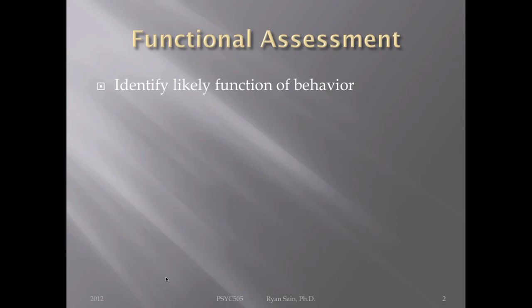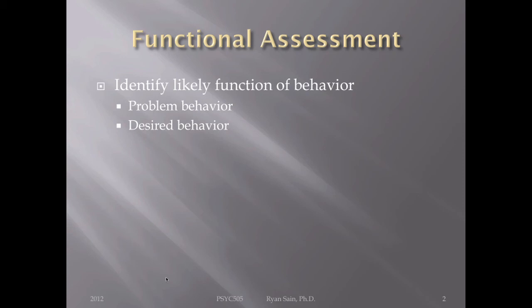So ultimately, the goal is to identify the likely function of behavior. We have two behaviors that we're going to focus on here: the likely function of problem behavior and the likely function of desired behavior. Now, there is a key here, and that is the word likely. Don't take it lightly, because we will not know for sure what the maintaining contingencies are for the behavior. We might get a darn good idea, but we're not going to be 100% confident.